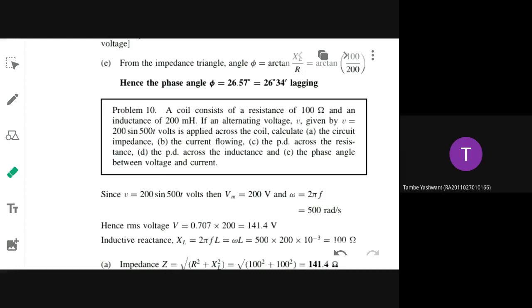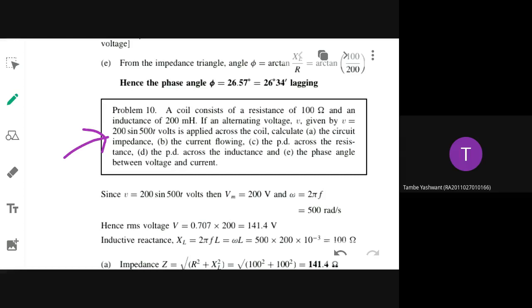Now let us begin the class. We'll solve some problems on a single phase AC circuit today. So refer to problem number 10 that is being shown here. Tell me, somebody, what is given in the problem statement and what is being asked to solve.